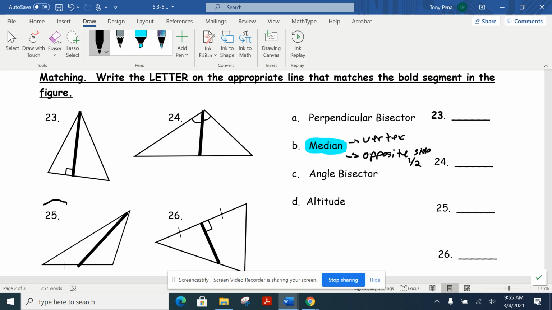Hopefully, as we look at this, if we look at number 25, notice how this line comes from the vertex, it draws into the opposite side, and then the tick marks, remember, tell us that we have congruencies. Since those 2 little segments are congruent, that means this is the midpoint. So number 25 is your median. So you're going to put the B right there. And then we're done with this.